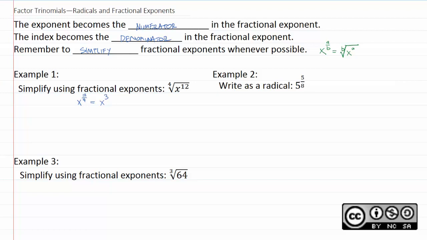Let's take a look at example 2. Example 2 asks us to go the other way, write that as a radical. We'll have 5 inside a root. The numerator goes on the inside. We have 5 to the 5th, and this is the 8th root.